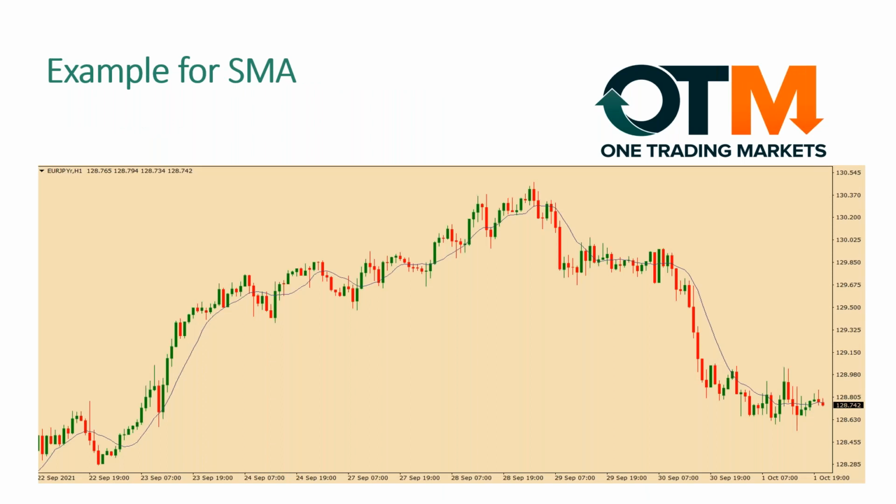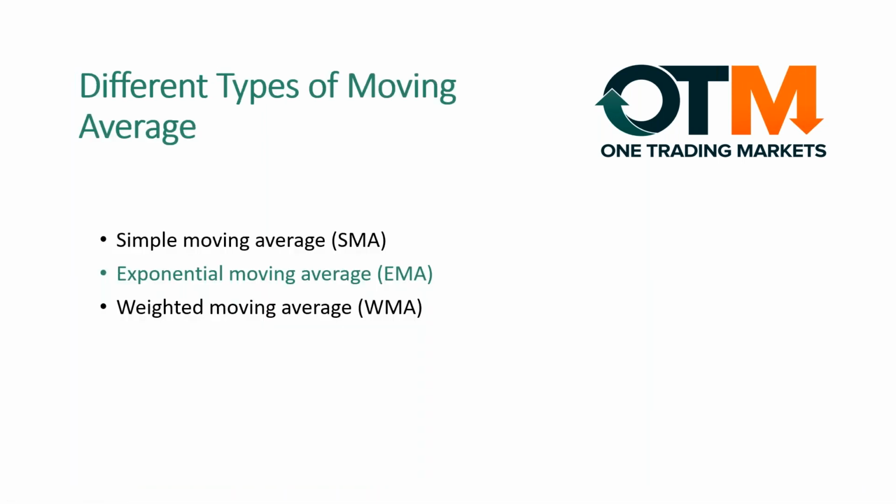So this is what a simple moving average looks like. This is the moving average on a euro yen on a 1 hour chart. So each candle represents 1 hour. Okay, fairly simple, no problem still. So let's talk about the exponential moving average.